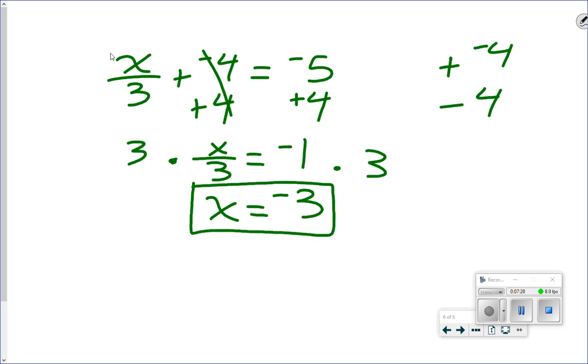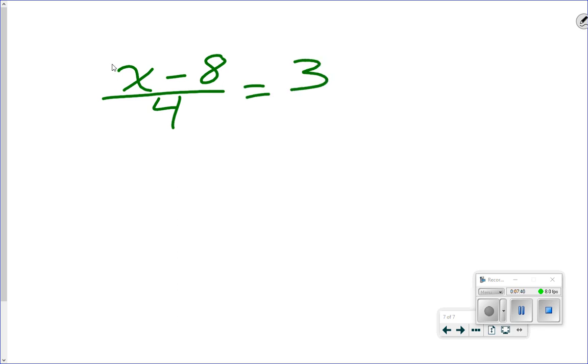Now there's one other type of two-step equation you might encounter. And that looks like this. It is 2 steps. It has subtraction and division, but they're in a different order. If you were doing order of operations in this case, you'd have to finish the whole numerator, the x minus 8 first, and then divide it by 4. So we're going to work backwards from that. We need to get rid of this 4 first. It's what's furthest away from the variable.